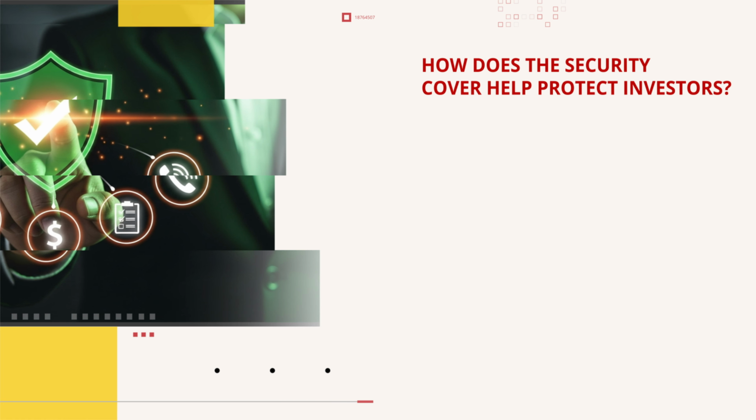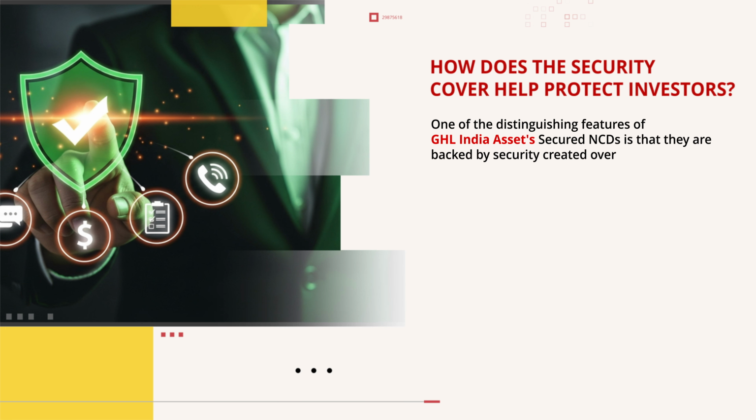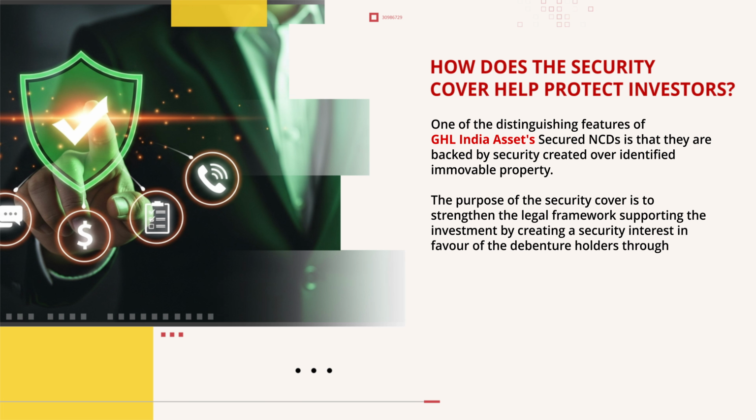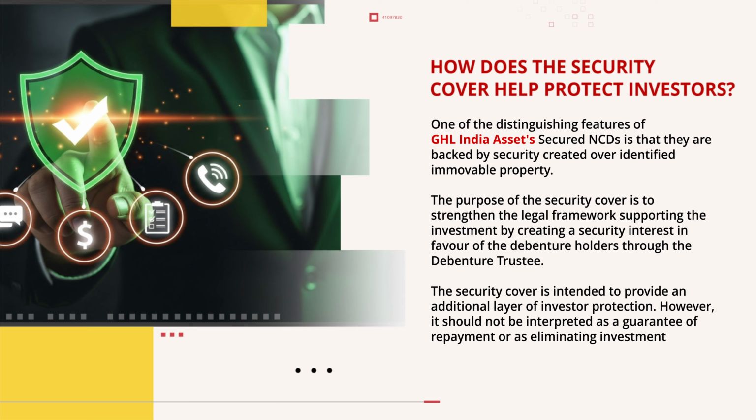How does the security cover help protect investors? One of the distinguishing features of GHL India Asset's secured NCDs is that they are backed by security created over identified immovable property. The purpose of the security cover is to strengthen the legal framework supporting the investment by creating a security interest in favor of the debenture holders through the debenture trustee. The security cover is intended to provide an additional layer of investor protection. However, it should not be interpreted as a guarantee of repayment or as eliminating investment risk.